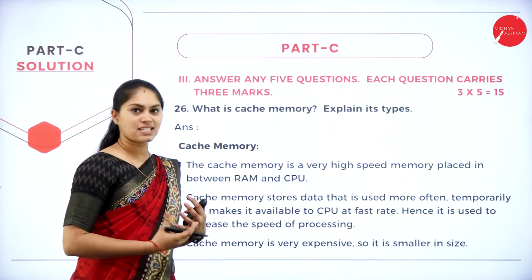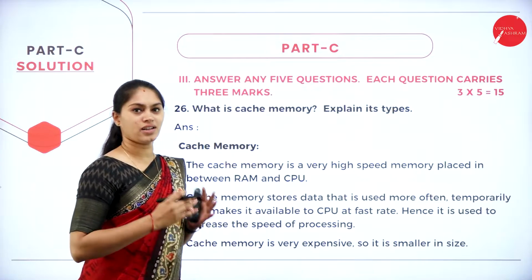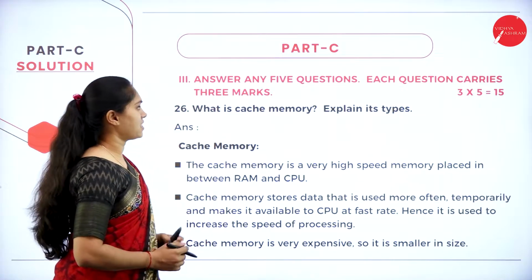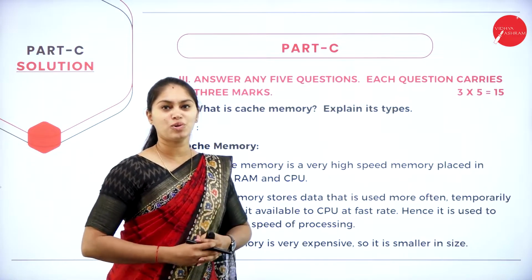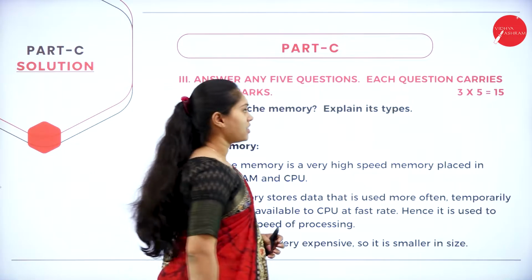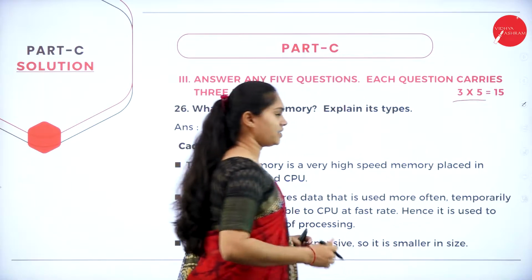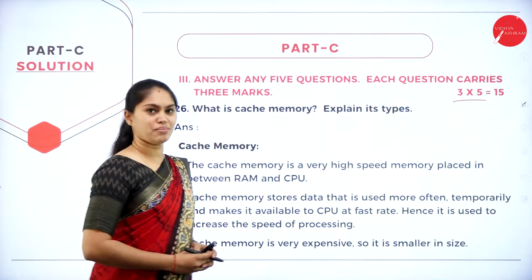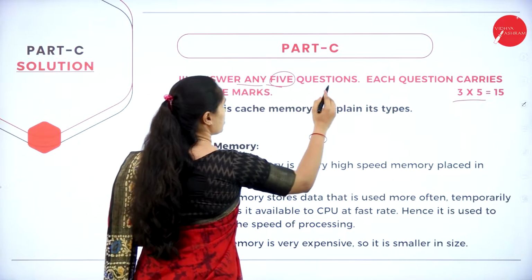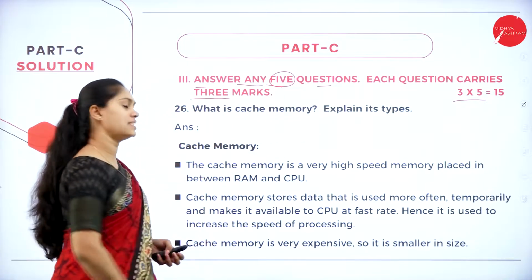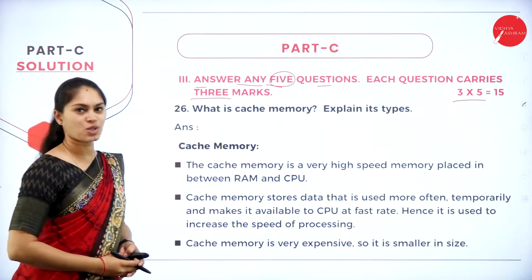As we discussed per the blueprint, in Part C there will be 10 questions. Out of those 10 questions, you have to answer any 5, so you are going to get 3 into 5, that will be 15 marks. Each question carries 3 marks. We'll see the first question.